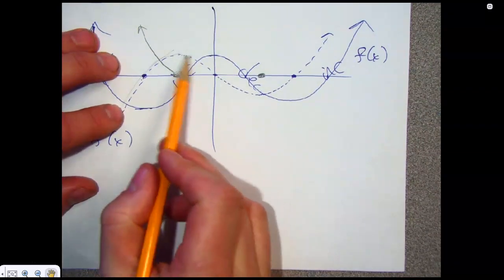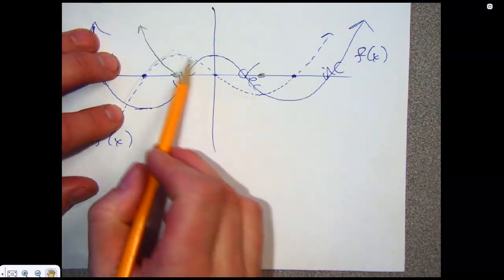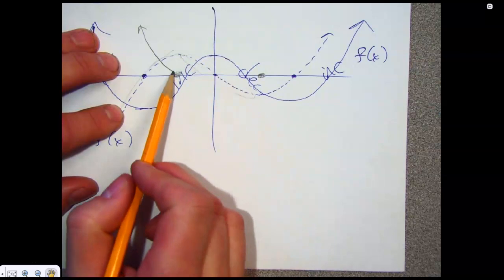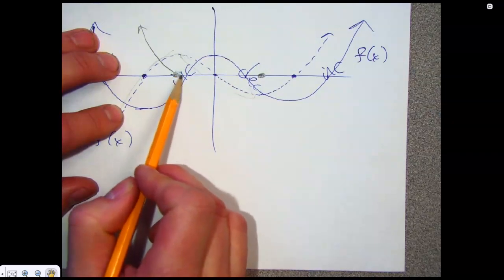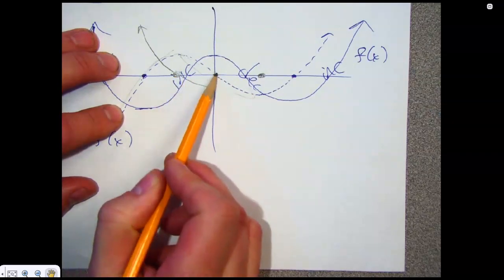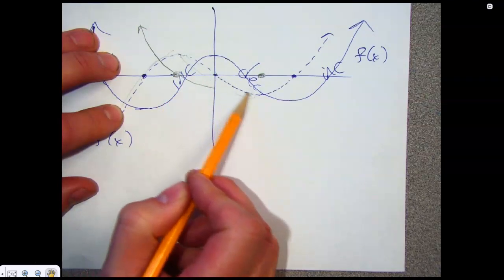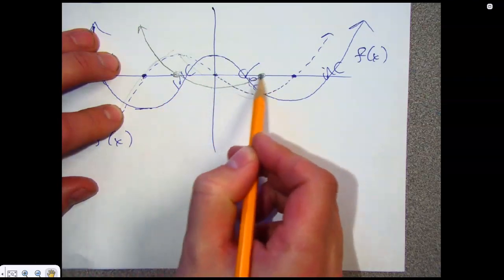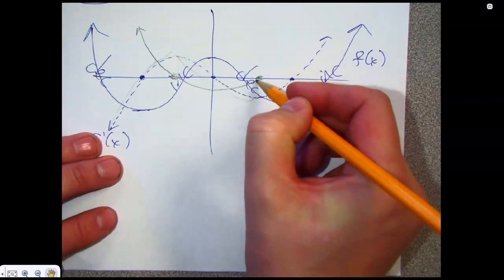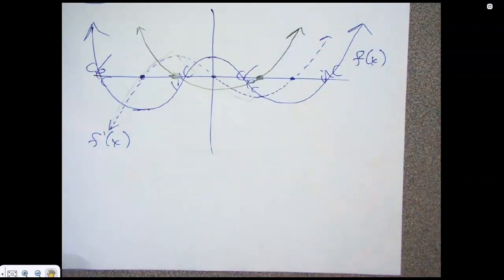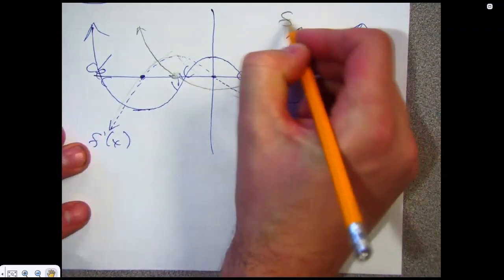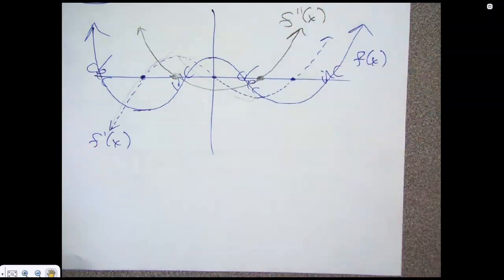And then in this piece here, the slope is negative, and negative and getting more negative up until there. And then it's negative and getting less negative. So that's your turnaround spot. And then everything goes up, positive and getting more positive. Questions on that?